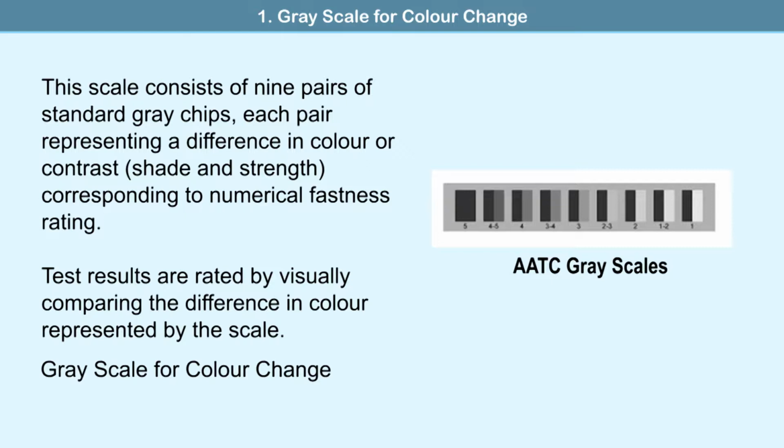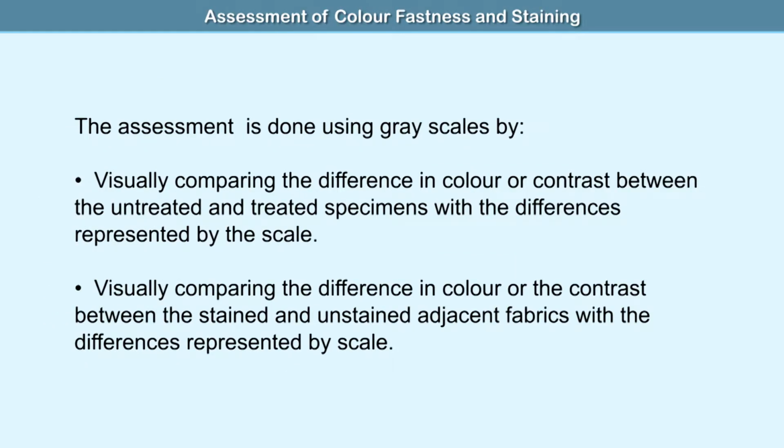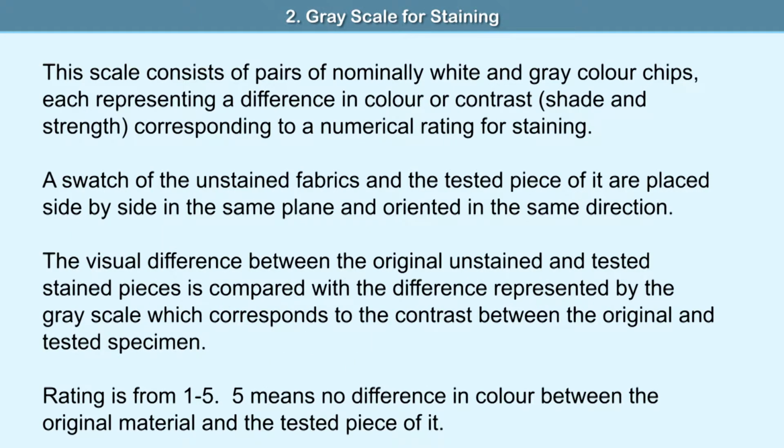Test results are rated by visually comparing the difference in color represented by the scale. Assessment of color fastness and staining. The assessment is done using gray scales by visually comparing the difference in color or contrast between the untreated and treated specimens with the differences represented by the scale. Visually comparing the difference in color or the contrast between the stained and unstained adjacent fabrics with the differences represented by the scale. Gray scale for staining.